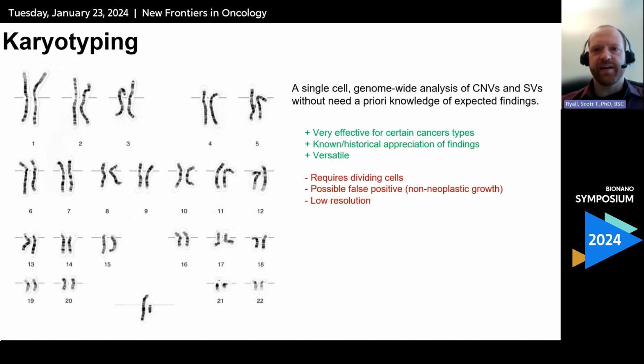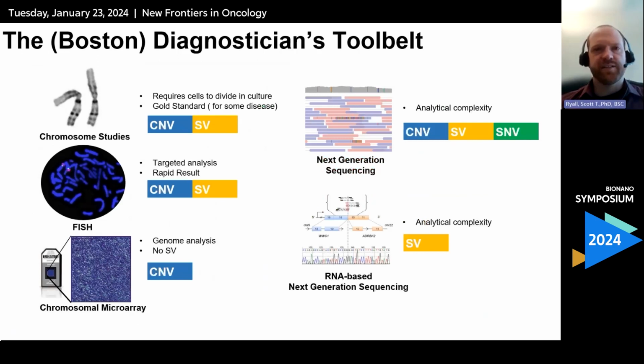Specifically, it requires dividing cells. There's a high rate of false positivity, and the biggest setback for karyotyping is its relatively low resolution when we're considering the complexities of the events that we may be detecting. Now, oftentimes, because of these limitations, the use of a karyotype results in the need for cascade testing, some form of a confirmatory test that confirms what you're seeing with your eyes.